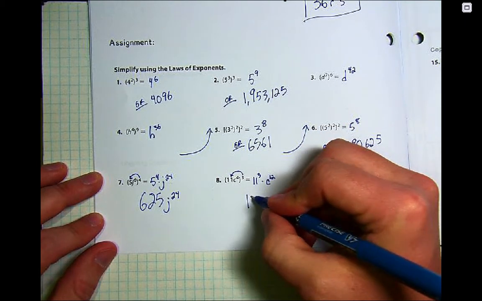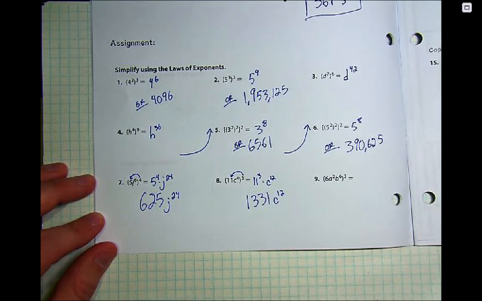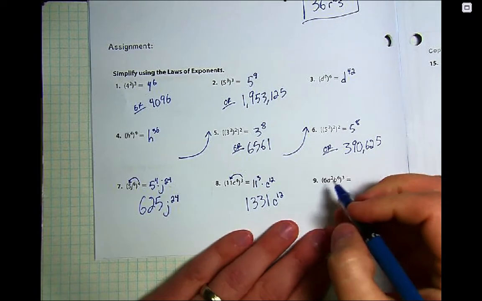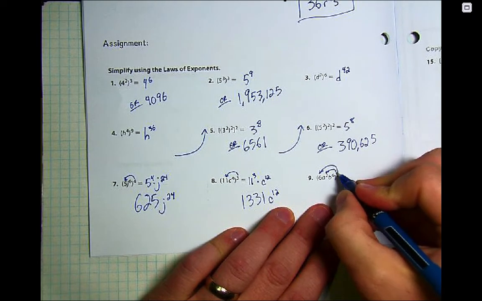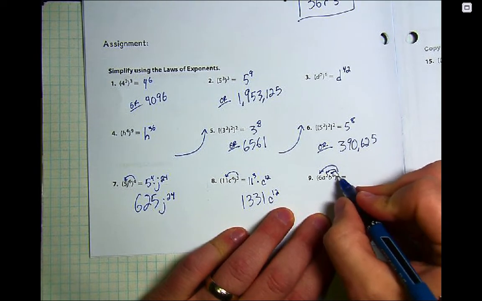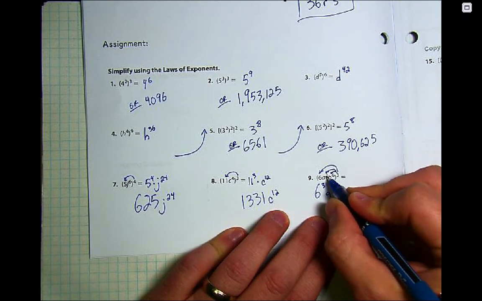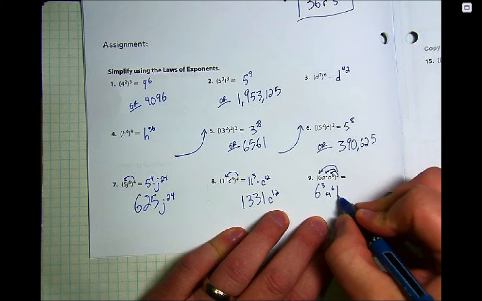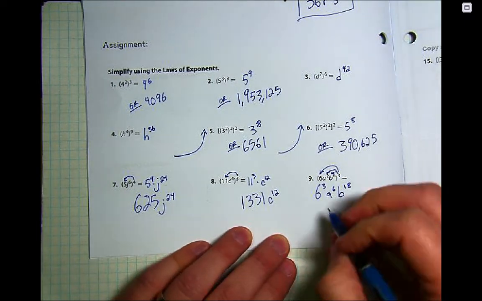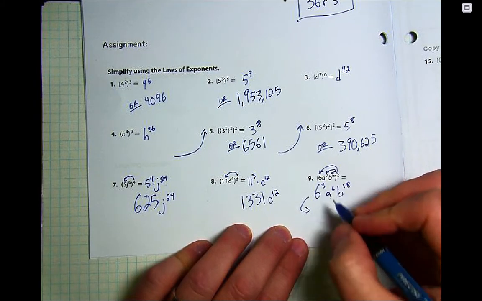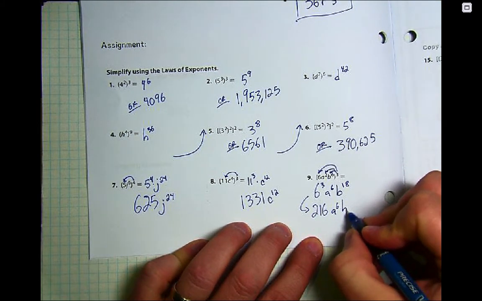So it's that, or that would be the right answer. Finally, on number 9, I'm going to cube the 6 and cube the a squared and cube the b to the 6th. So when I cube the 6, I've got 6 cubed. When I cube the a squared, I've got a to the 2 times 3, b to the 6 times 3. And you could write it like that, or if you wanted to cube the 6 and tell me what that comes out to, you can write it like that.